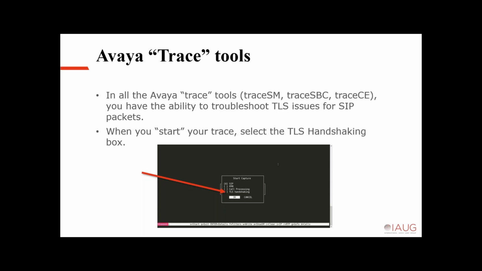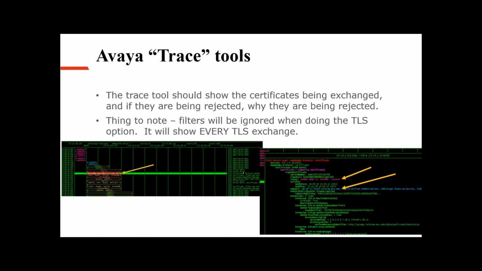Now, when you click that TLS handshaking box, one thing to note is it will show every TLS connection going to your server. None of the filters are going to work. However, it will give you some information as far as what certificates are being presented when a conversation is happening, and also, more importantly, why something might be rejected. Chances are it's going to come back and say certificate not valid or not trusted or something along those lines.